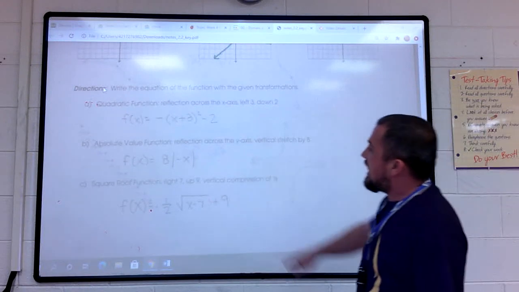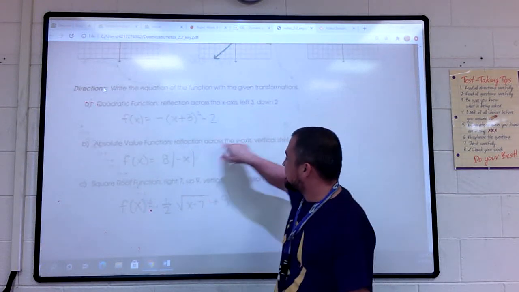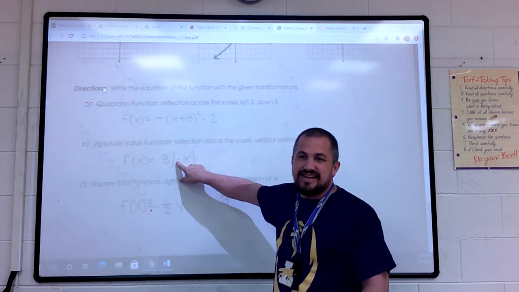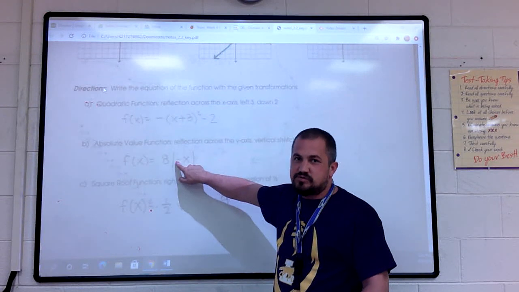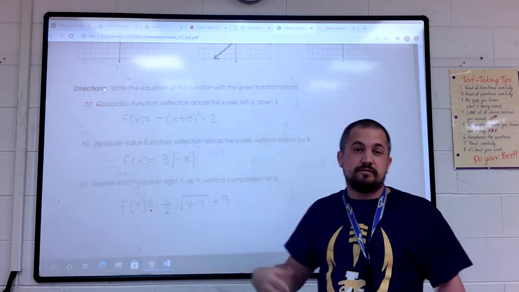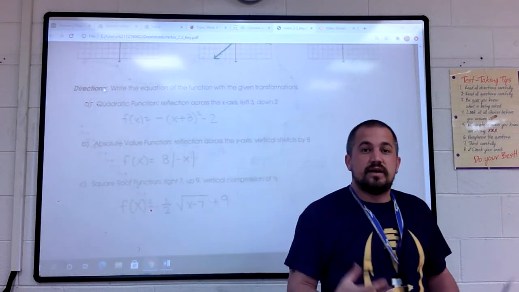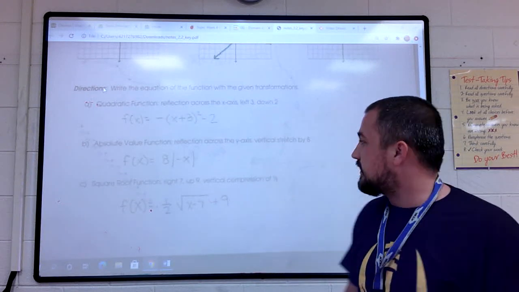If we want an absolute value function to reflect across the y-axis, that means we got to put a negative inside of the absolute value bars. And then we want a vertical stretch, that means we're looking for a big number, by 8. So we're going to put a number greater than 1, and we want it to stretch by 8, so we're going to put 8 there.